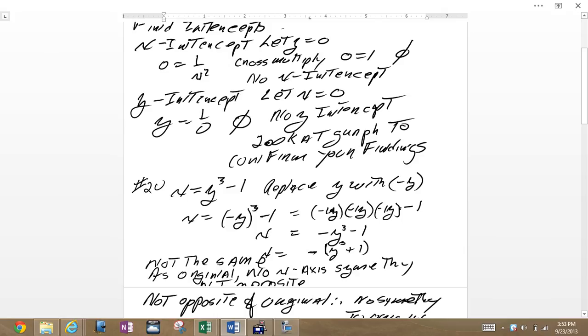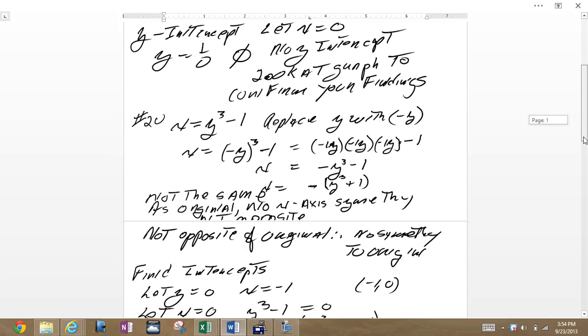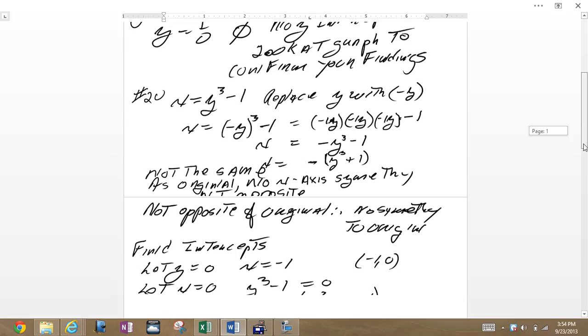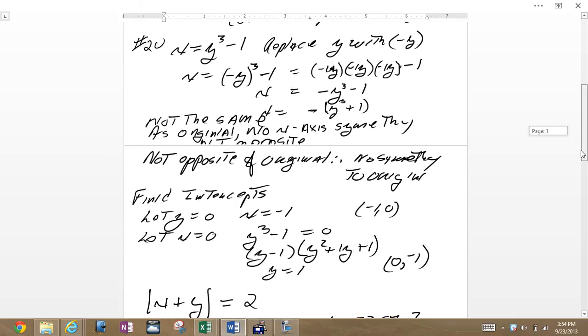Okay, so what were we testing for? We were testing for symmetry about the x-axis. So since the net result is not the same as the original, there's no symmetry about the x-axis. Okay, and it would be nice if I could just say, well, when I pulled out that negative, I got a negative inside of here, which would be effectively saying, oh, I'm getting back the opposite of what I had, but I'm not getting that either. So there's no symmetry with this at all. Okay, no x-axis symmetry and no origin symmetry.